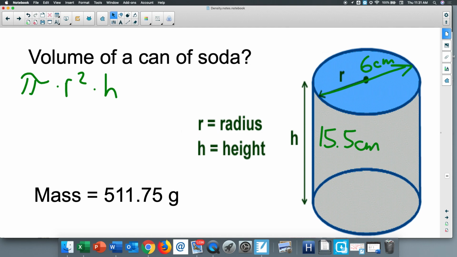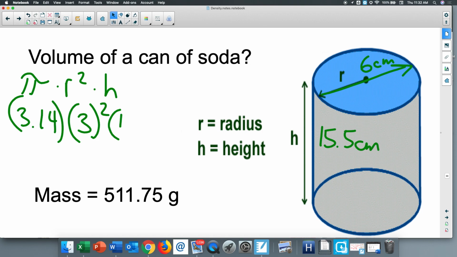Mallory, what is pi? Approximately? What is pi? 3.14. What is our radius, Mallory? No, careful, you're going too many steps ahead.